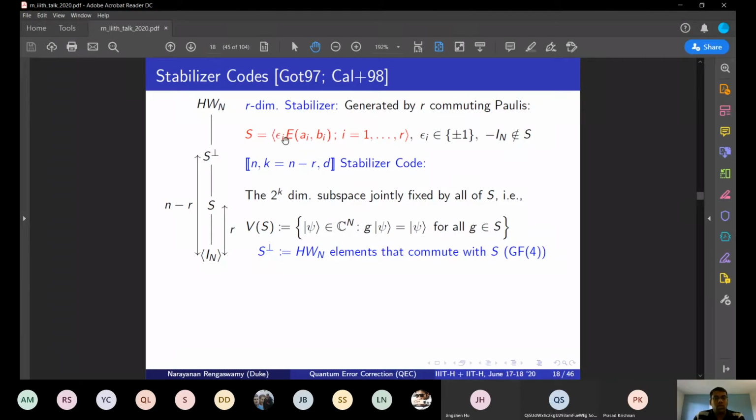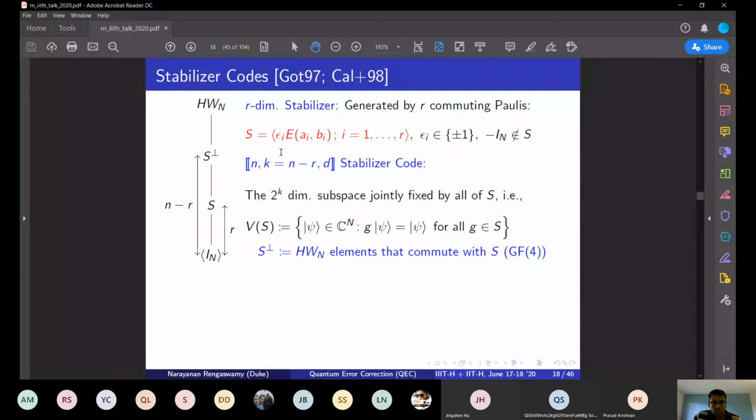So stabilizer codes are actually additive codes over GF4, and then you can define a dual in that space, which you can now pull back to the unitary world. So what does it mean in the unitary world? It just means that S perp is all the Pauli matrices that commute with S.